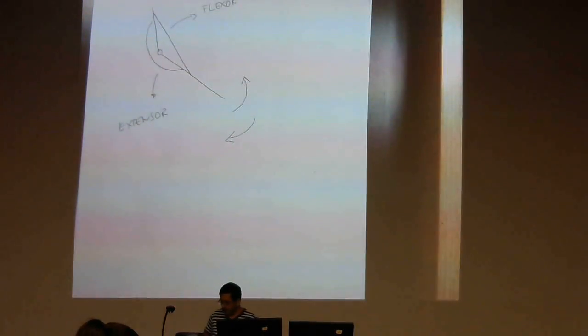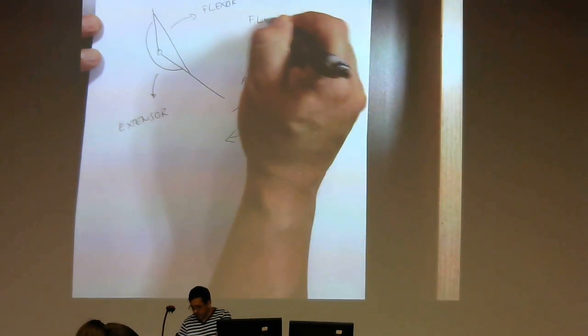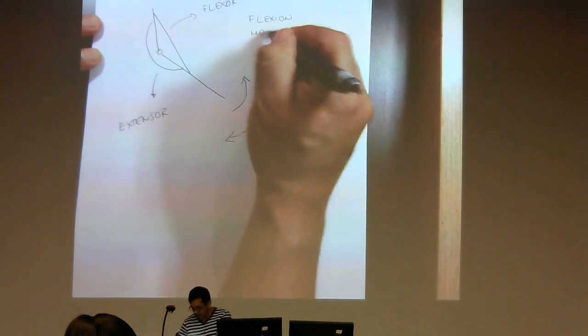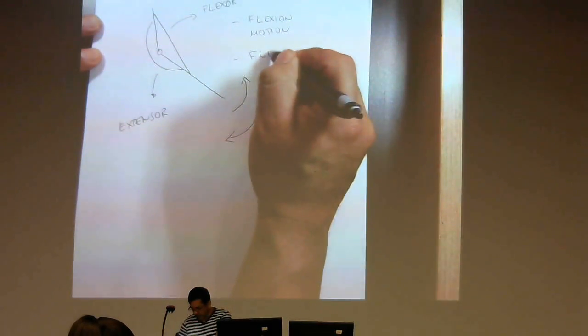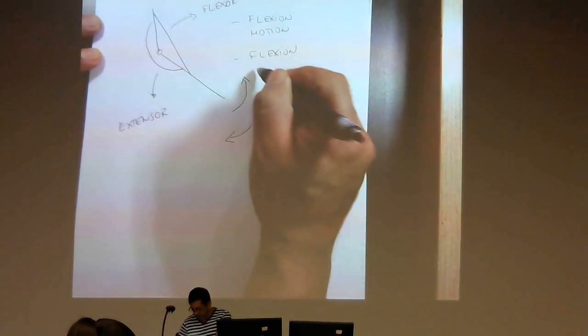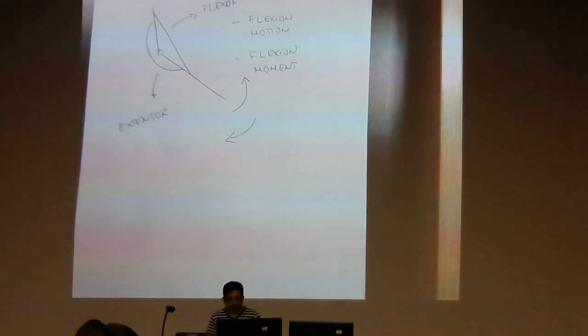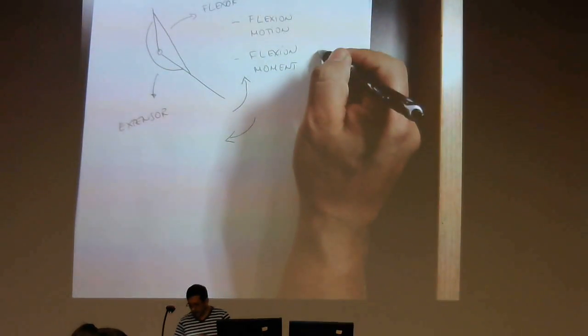When the flexor muscle is active, it causes a flexion motion. And it also causes a flexion moment or flexion torque. So it will be anticlockwise.